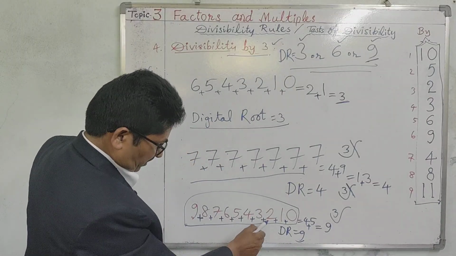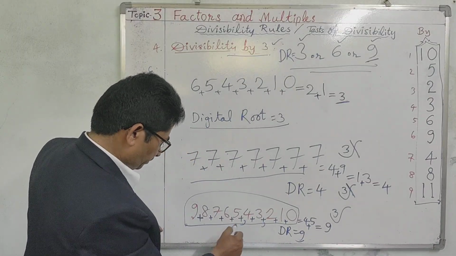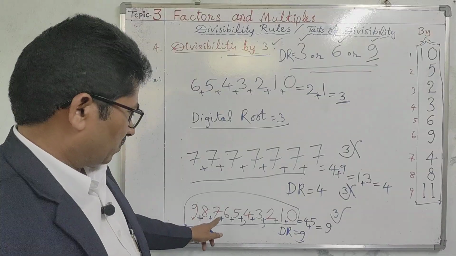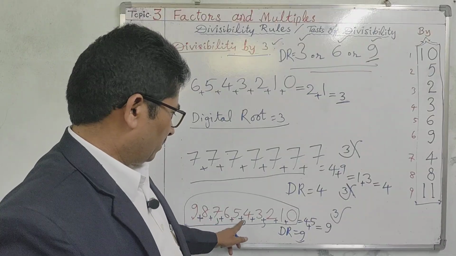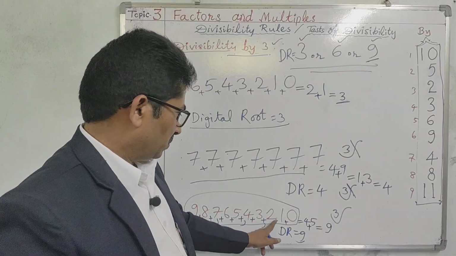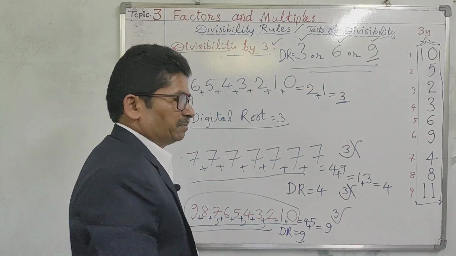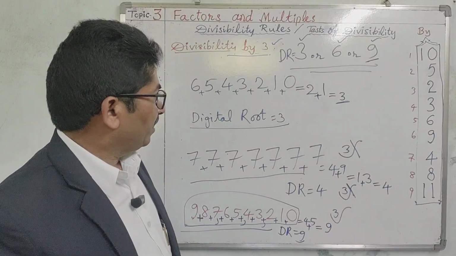So this big number, what is it? We can read it as 987 crore 65 lakh 43,210. So this is the number. So it is exactly divisible by 3.